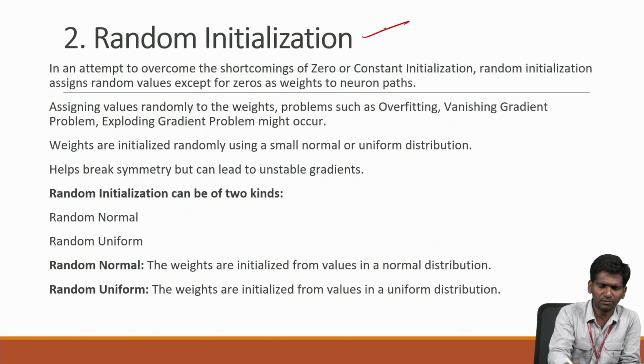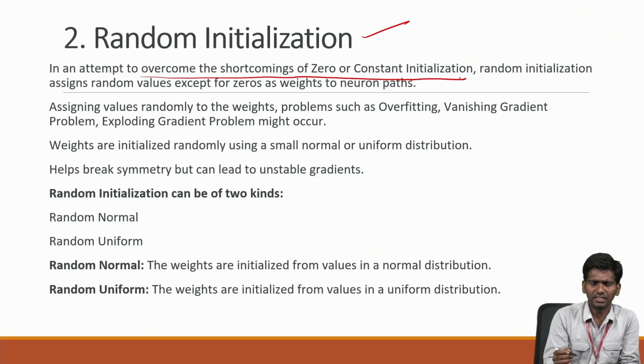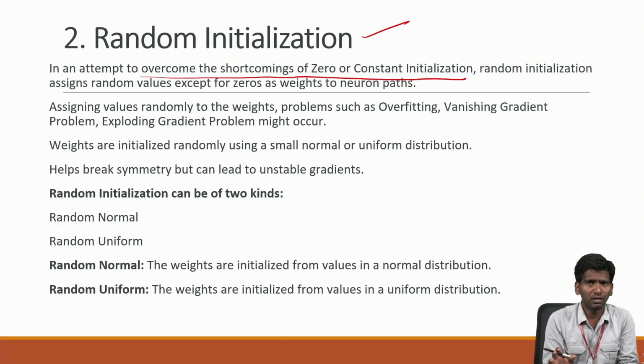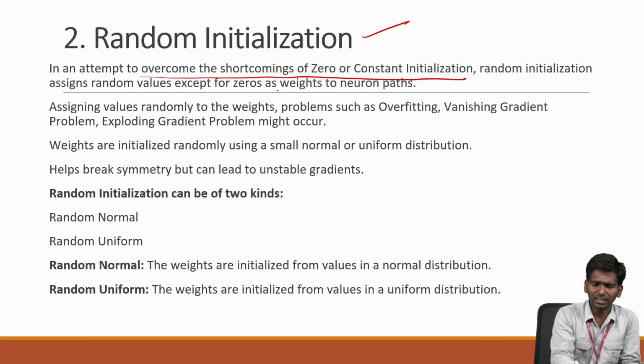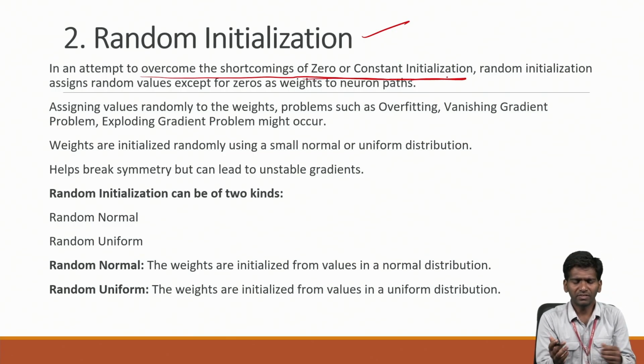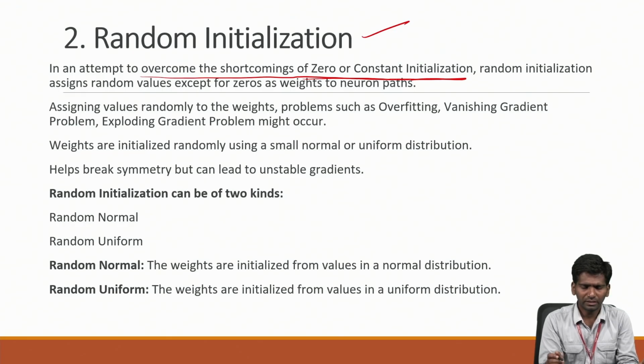Next, random initialization, to overcome the shortcoming of zero or constant initialization. Instead of giving constant weights, we observe that during loss function and backpropagation the weights are getting modified. Then how are the weights initialized? The other method is random initialization. It addresses the shortcoming of zero or constant initialization, where previously the initialization was zero or constant.